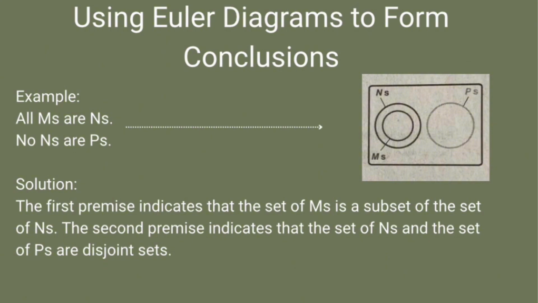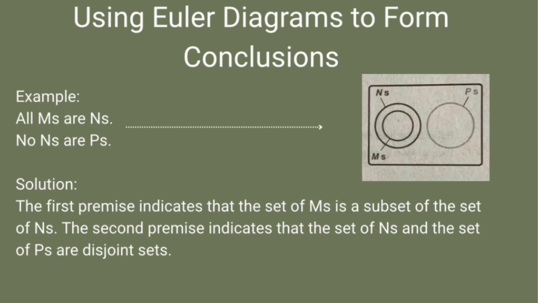Let's try to use the Euler diagram to form a conclusion. Based on the example here, the problem presents two premises: all Ms are Ns and no Ns are Ps. The provided Euler diagram correctly illustrates this. A circle representing Ms is entirely inside a circle representing Ns, and the N circle is completely separate from a circle representing Ps. Based on this diagram, the valid conclusion is no Ms are Ps. This is because if all Ms are Ns and no Ns are Ps, then it logically follows that no Ms can be Ps.